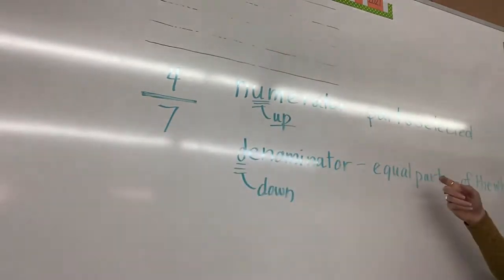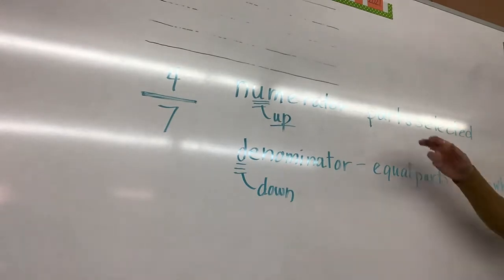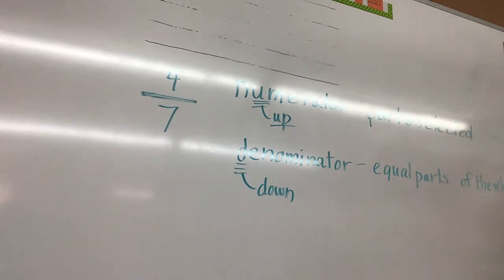The denominator is what? Equal parts of the whole. The numerator is what? Part selected. Part selected. Some of you really aren't paying attention.